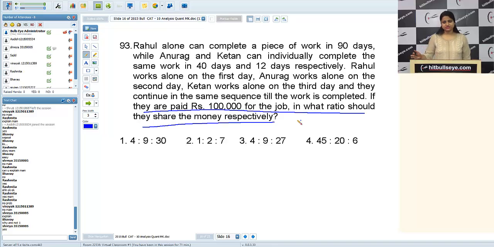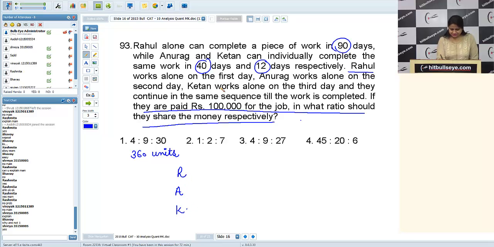Whenever you have a question based on alternate days, or the persons are working alone, the best approach we can do is taking LCM. We will not go into fractions, it will be cumbersome. We'll take LCM. How many numbers you can see in this question? They are 90, 40 and 12. I'll take their LCM or a multiple of all of them, and we are getting 360. So I'm considering let the total work be 360 units. Now how many persons are here? One is Rahul, one is Anurag, and one is Ketan, and the same sequence they are following.